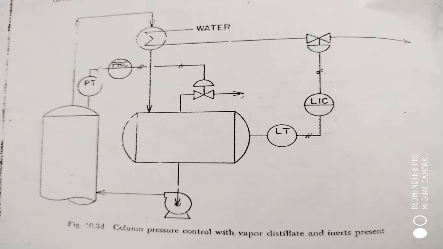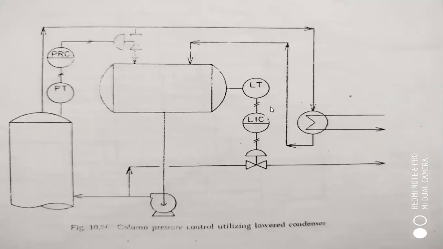So these are basically just to give you a diagrammatical representation of how to represent a typical control system in a distillation column. Okay, so we have again the pressure regulating controller, pressure transmitter, level transmitter, and level indicating controller. Okay, so this is how about the instrumentation and control involved in the distillation column.